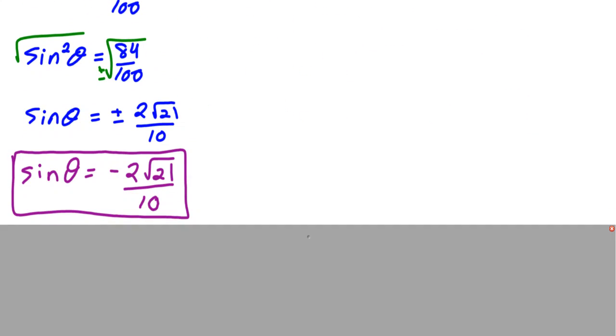Anyway, sine is negative in the fourth quadrant, as we just said, so we have to get rid of the plus and minus and write it as negative. So we have negative 2 radical 21 over 10. That's what sine theta is equal to.